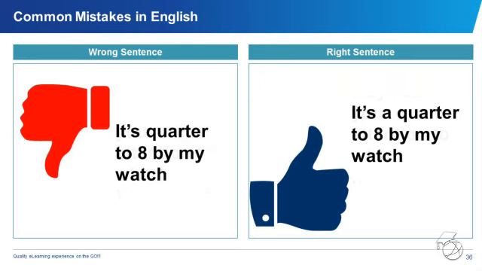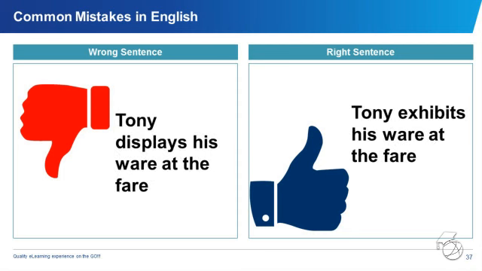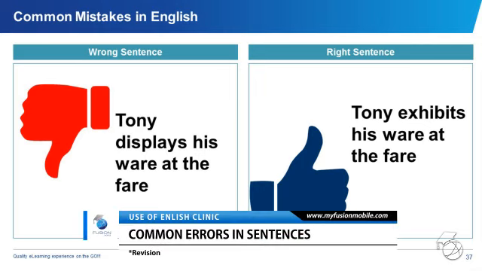It's 7:45 by my watch. Is wrong. But it's 7:45 by my watch is correct. Turning displays is where at the fair. Wrong. Turning exhibits is where at the fair. Correct.